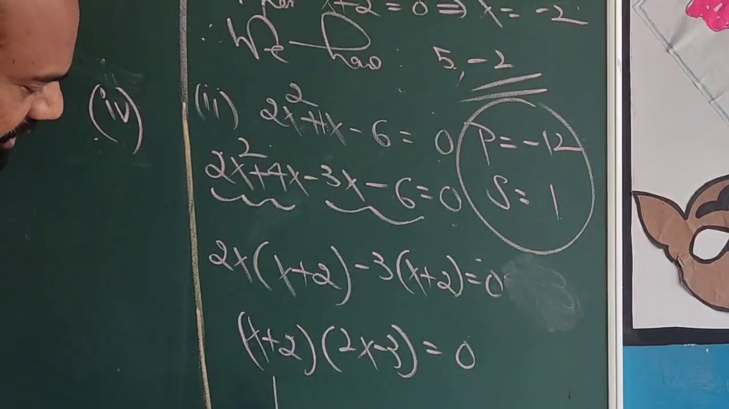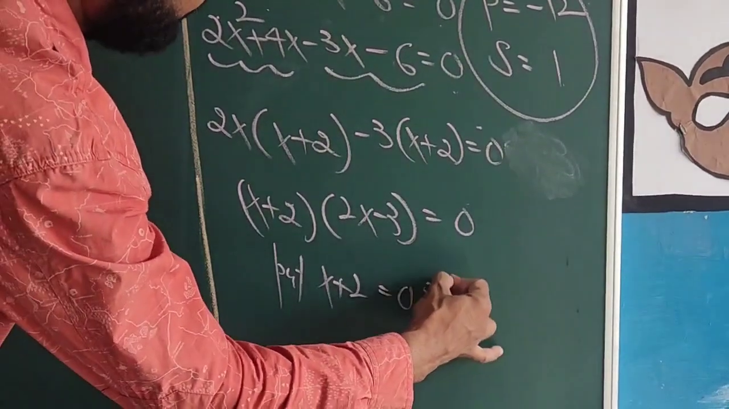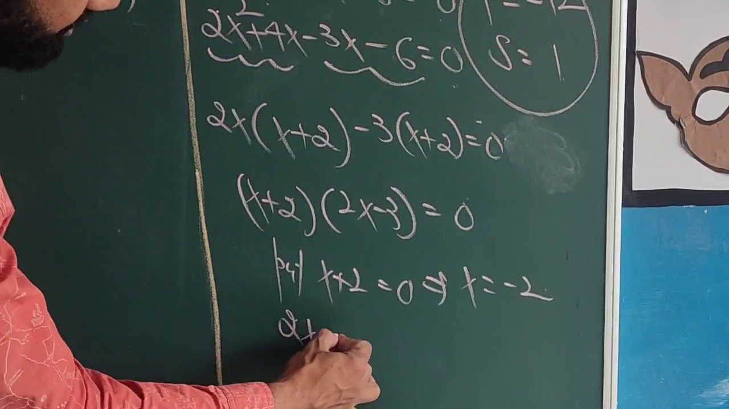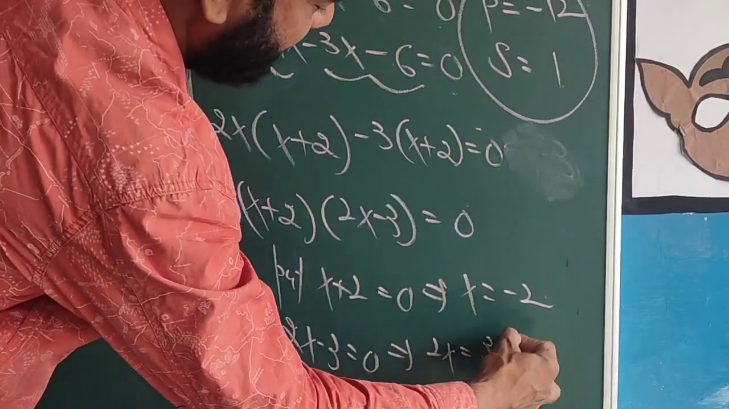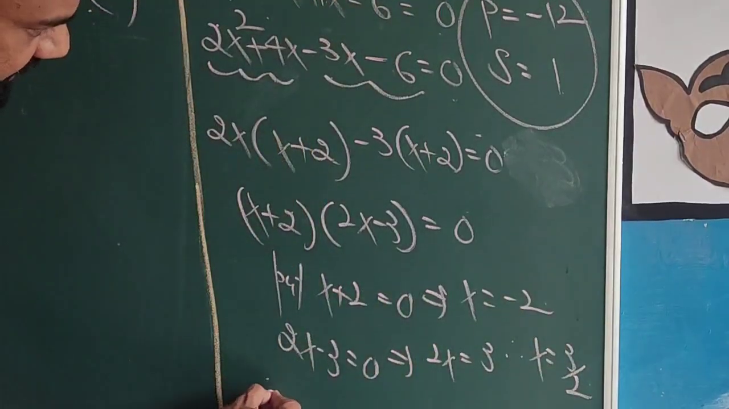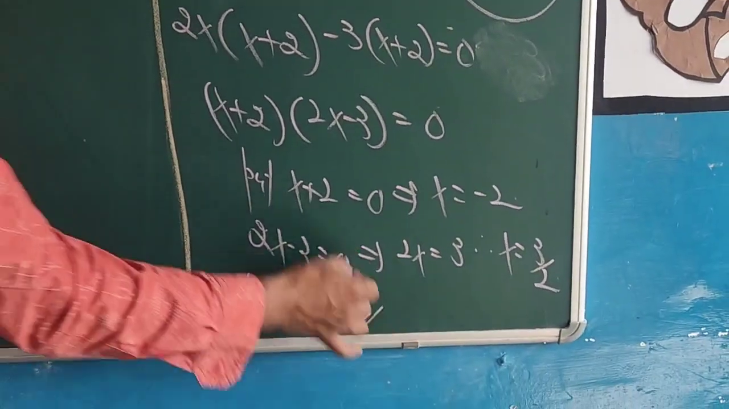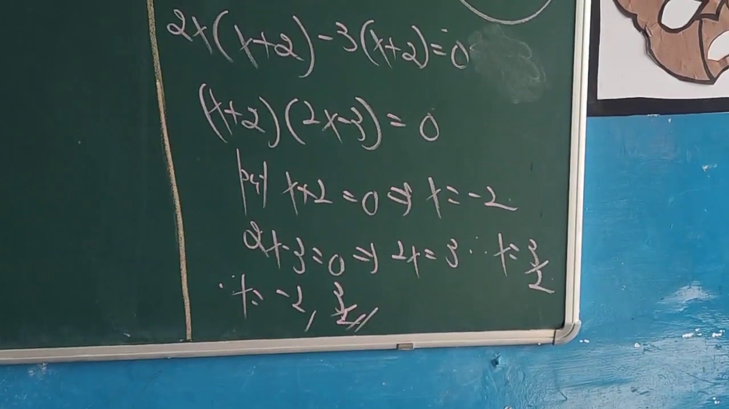Put x plus 2 equal to 0, we get x equal to minus 2. Similarly, put 2x minus 3 equal to 0, therefore 2x equal to 3, therefore x equal to 3 by 2. So we have the required values of x: minus 2 and 3 by 2. These are the solutions of this quadratic equation.